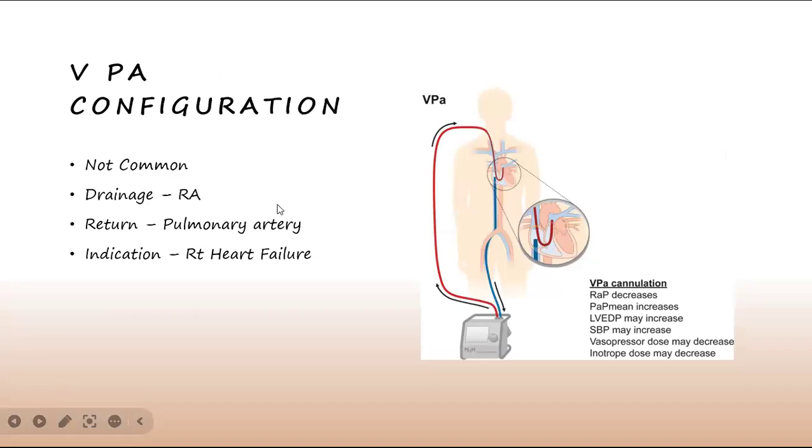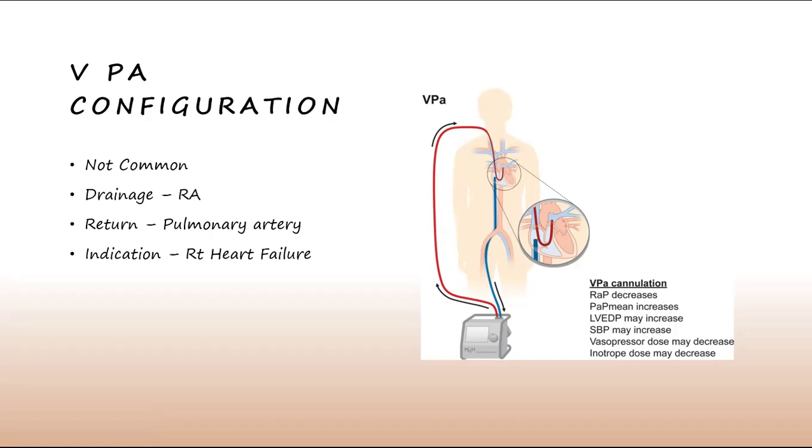See this configuration. This is a configuration where we call it a VPA configuration. Technically, it's a VA ECMO, but the return is in the pulmonary artery. That's why we call it a VPA configuration. It's not that common to see. It drains from the right atrium and returns into the pulmonary artery. So it's a kind of right heart support device. Technically used in severe cor pulmonale or severe right-sided hypertension or right-sided heart failure kind of scenarios here.